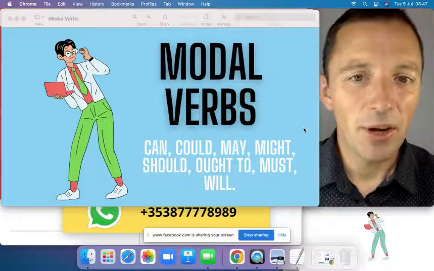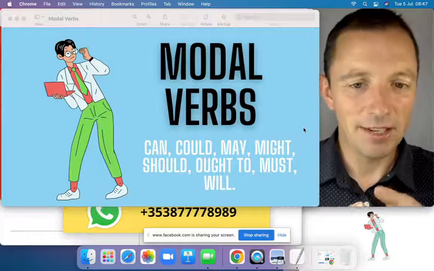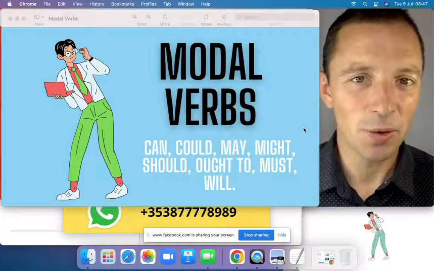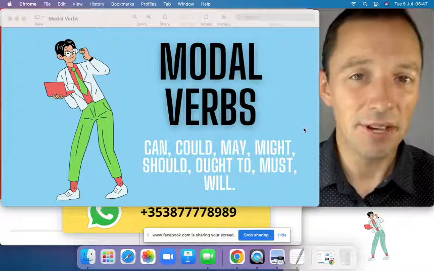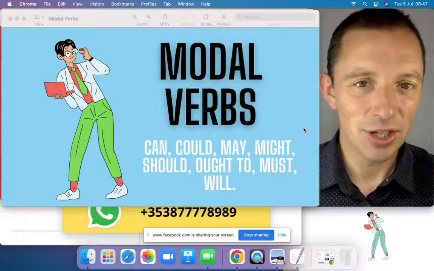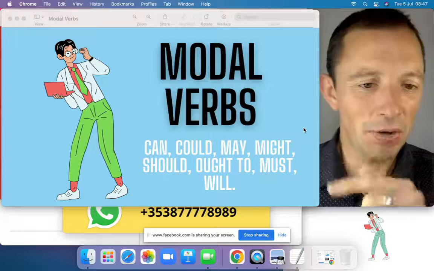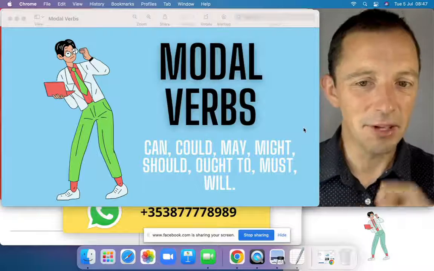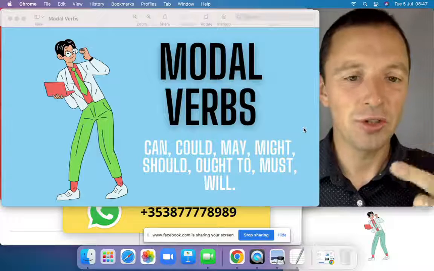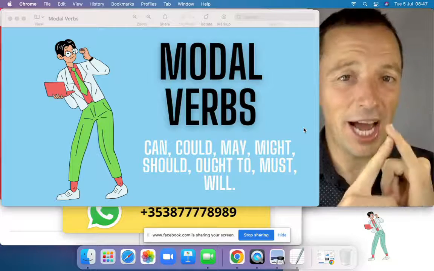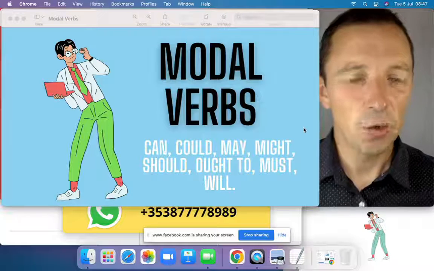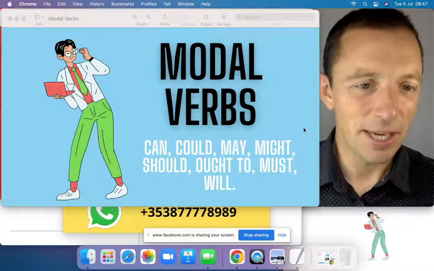Hello, today we're looking at the topic of modal verbs, and this is a very important topic in relation to grammar. They are very, very important and we use them all the time in English. You can see the majority of the modal verbs: can, could, may, might, should, ought to, must, will, shall, and would. So they're very, very important and we use them most of the time in English.